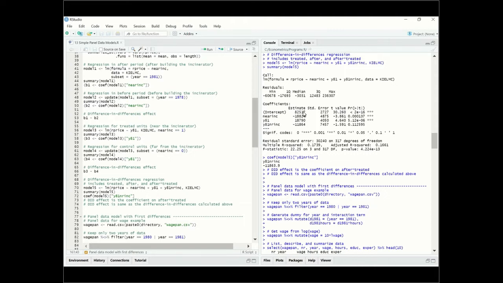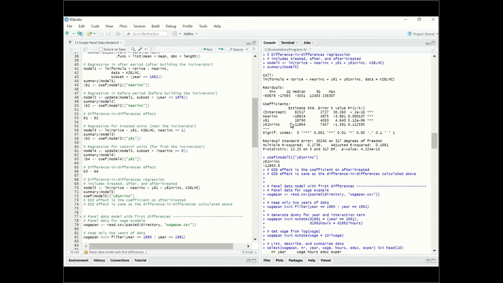Now, if we have a house that is near the incinerator in the before period, we would have that this would be the intercept for it. So we basically need to sum up these two numbers. That's going to be the average house price. Or if we have a controlled unit, which means it's far from the incinerator, but in the second period, we would be picking up this intercept plus this to find that house price. So we can actually backtrack and get the summary statistics from these coefficients that we have here as well. And so again, this is how to do a difference in differences regression.